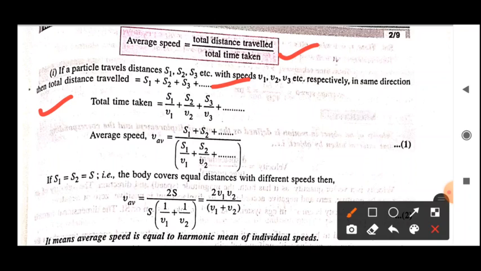So for the first one, the distance is s1. As distance s1 was travelled with speed v1, the time taken to cover this distance s1 is s1 upon v1. Similarly, for s2 and v2, the time is s2 upon v2, and so on. So you have the total time, you have the total distance. Now you apply this formula to calculate the average speed.